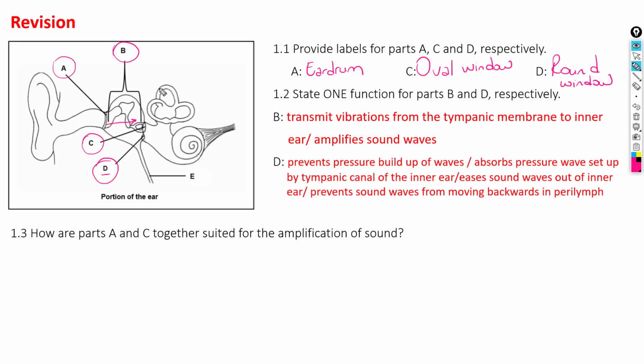Then question 1.3, so this is talking about A and C, which is the eardrum and the oval window. We know that the amplification here is happening because of the difference of the areas of eardrum and oval window. So answer is going to be tympanic membrane has a larger surface than the oval window.